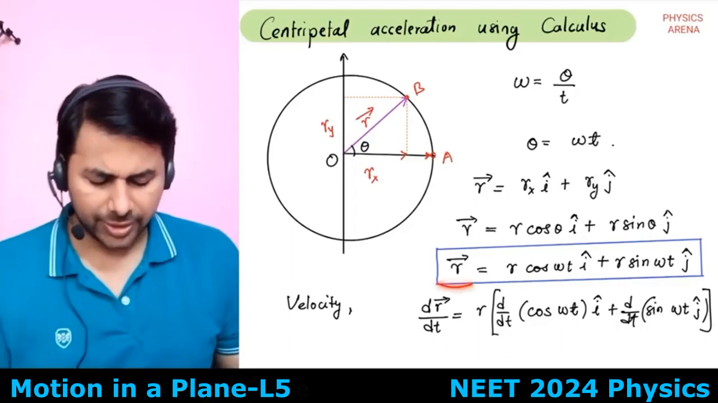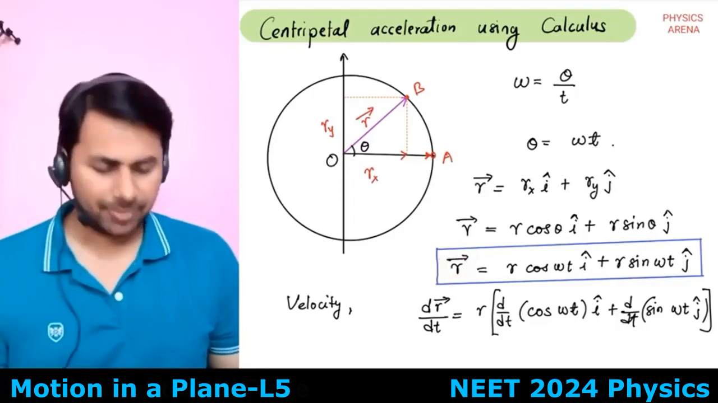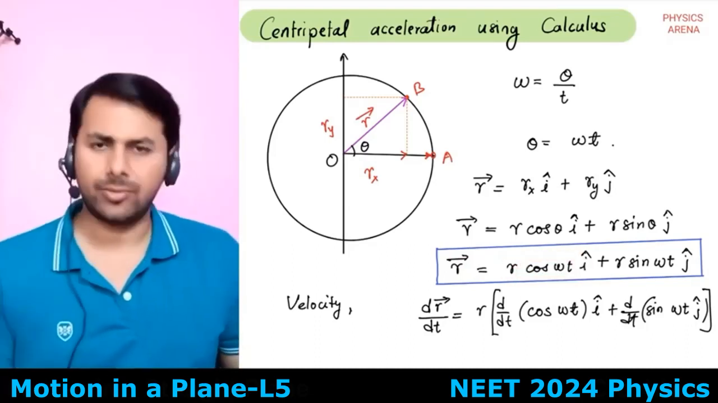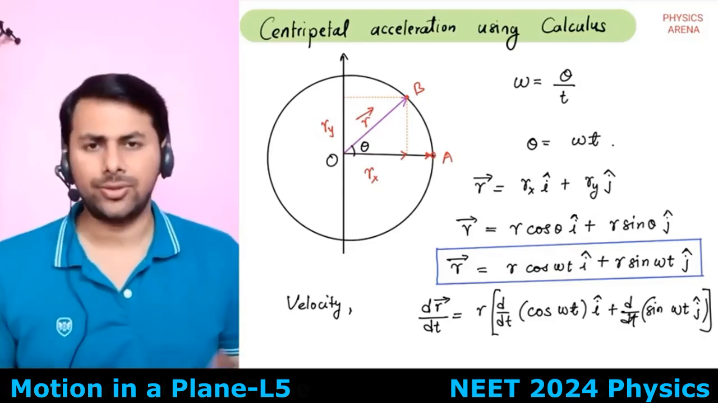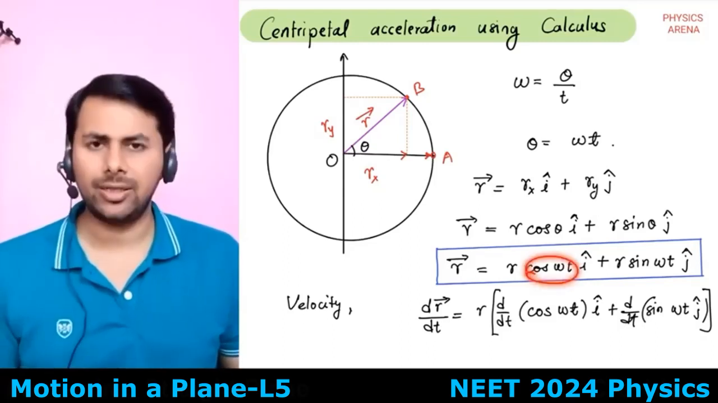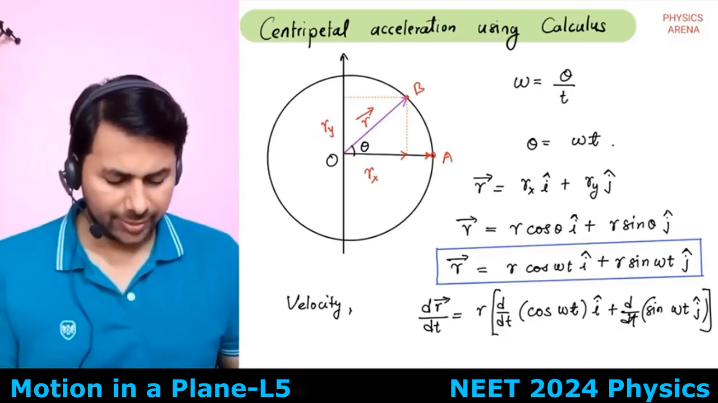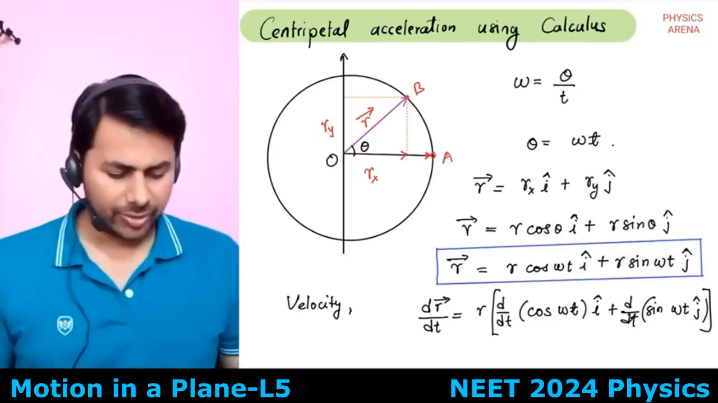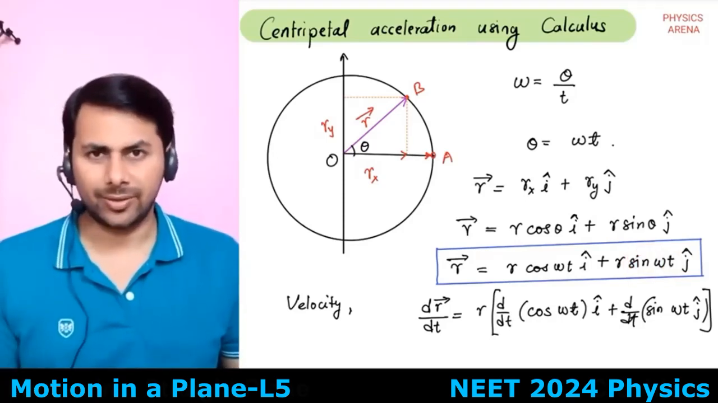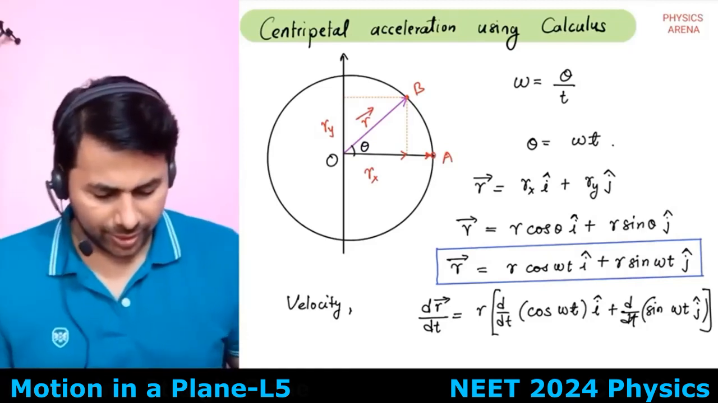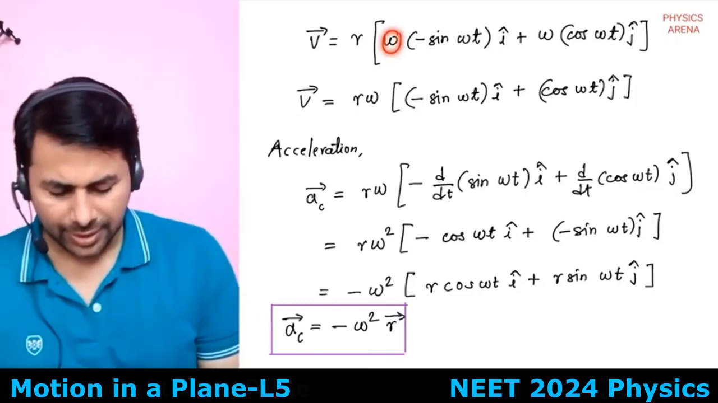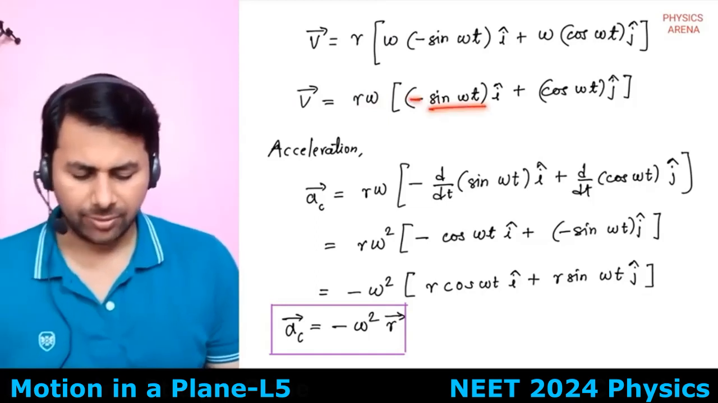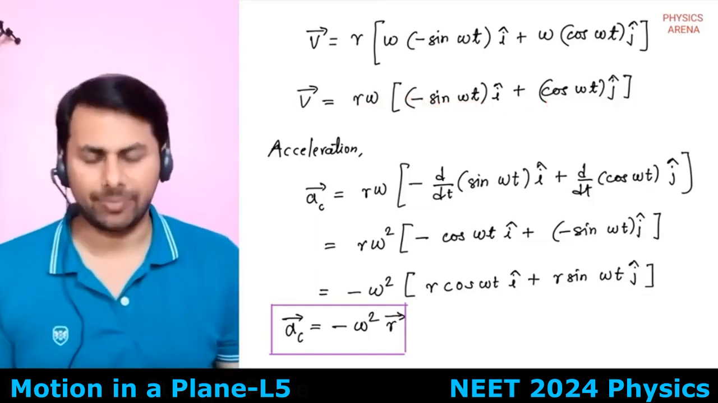And then you can find out its velocity by taking the derivative of r bar with respect to time. So here r will be constant, take the derivative of cos of omega t. Using chain rule, I can say the derivative of cos of omega t is minus sine of omega t, right, multiplied by omega. The derivative of sine of omega t will be equal to cos of omega t times omega, okay, using the chain rule. Then you can take that omega outside, so you get v bar is equal to r omega multiplied by minus sine omega t into i cap plus cos omega t into j cap, okay.